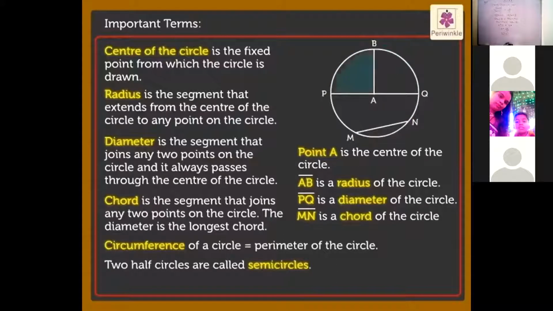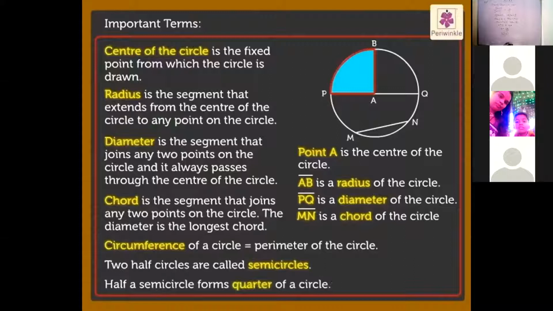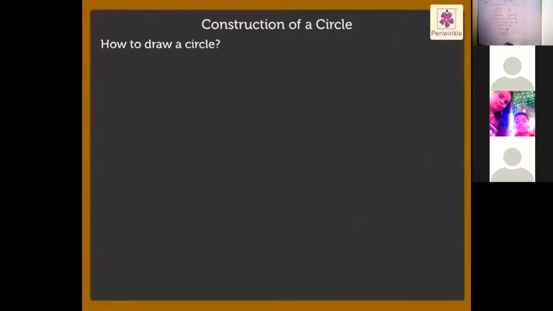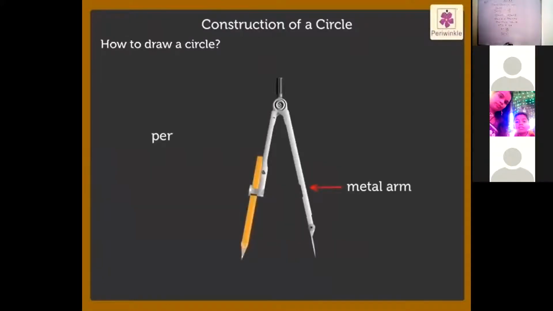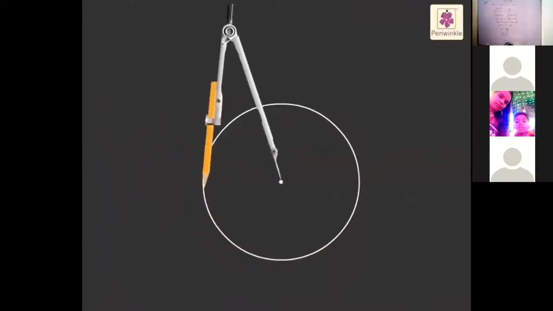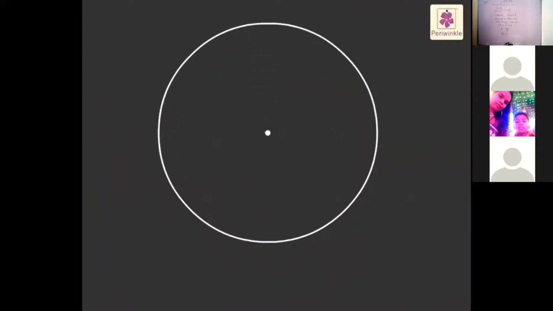Line segment PQ is a diameter of the circle. Diameter is the segment that joins any two points on the circle and it always passes through the center of the circle. Line segment MN is a chord of the circle. Chord is the segment that joins any two points on the circle. The diameter is the longest chord. The circumference of a circle is the perimeter of the circle. When we fold circles along the diameter, we get two half circles. They are called semicircles. Lastly, half a semicircle forms a quarter of a circle.